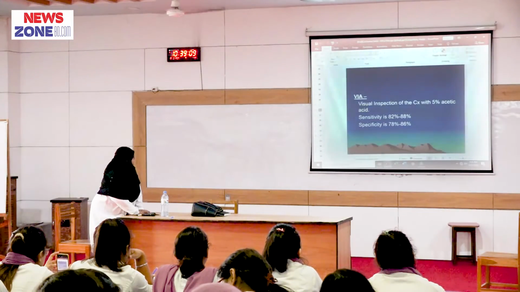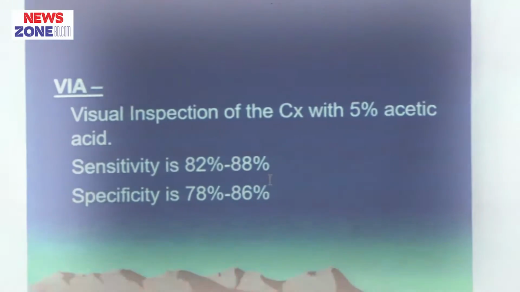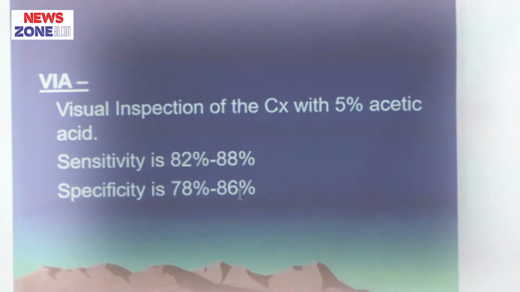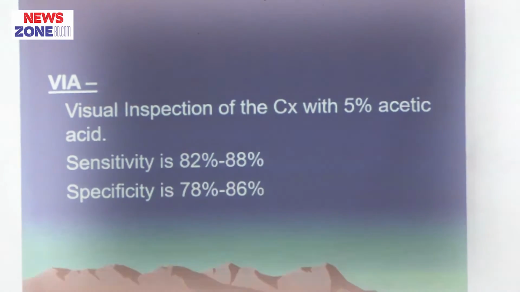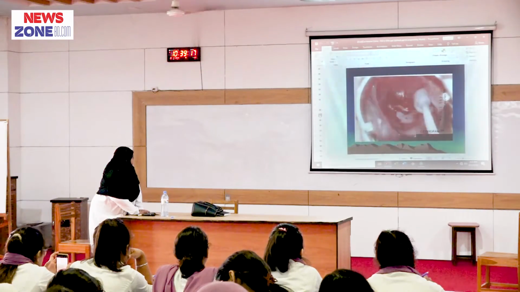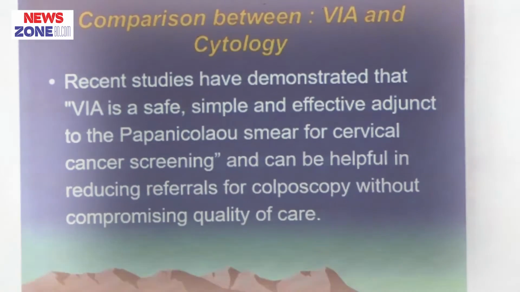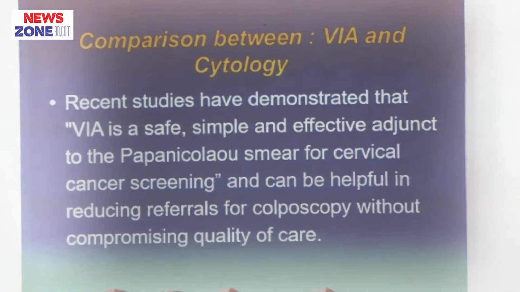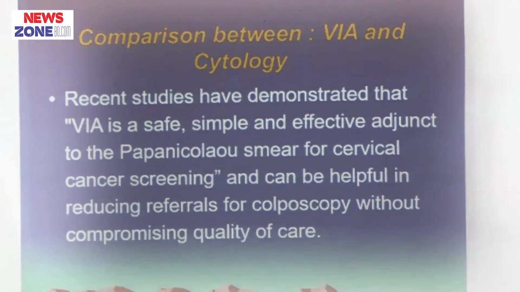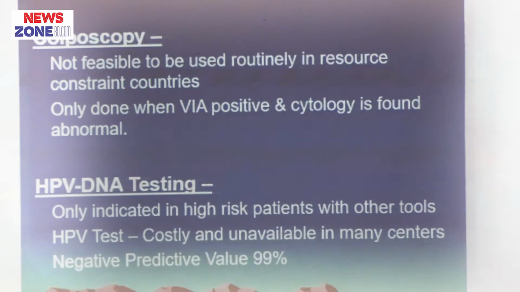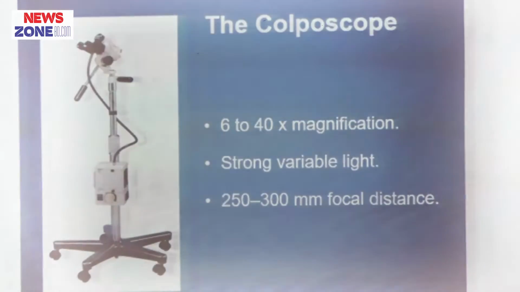So you see the VIA sensitivity is 82 to 88%, specificity is 78 to 86%. And sometimes we clean this in this way. The VIA is a very safe and simple procedure. You should ask. Colposcopy also we do.